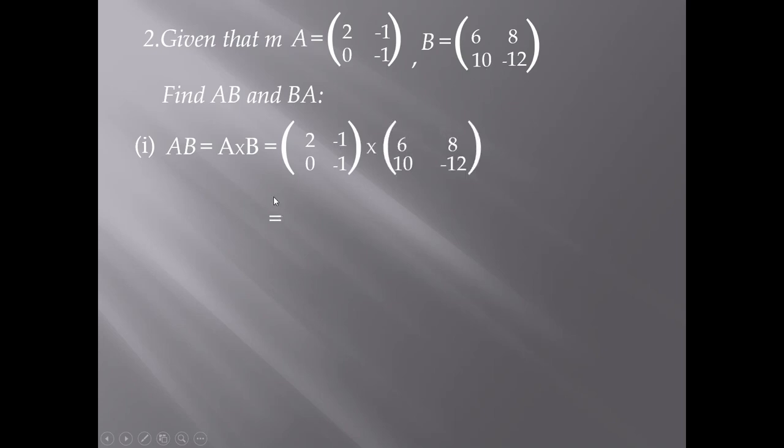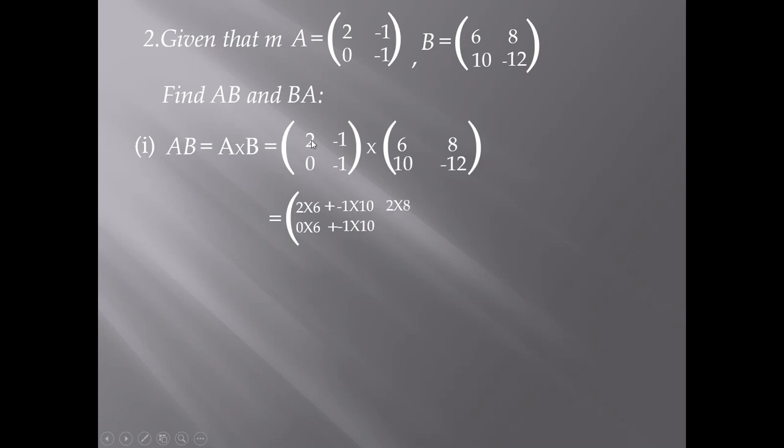Now we are going to use the same concept of multiplication. We are going to multiply row by column. So I'll get this and multiply it into this row into this column. So I will take 2 times 6 plus negative 1 times 10. Let me repeat, 2 times 6 plus negative 1 times 10. Then I proceed to the second row: 0 times 6 plus negative 1 times 10.